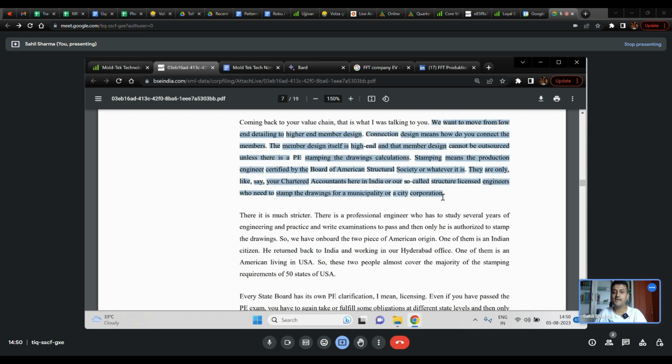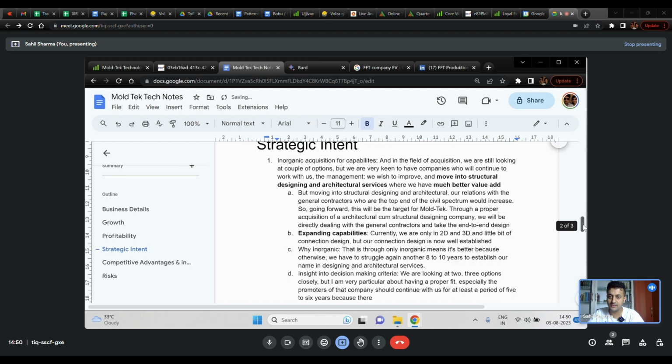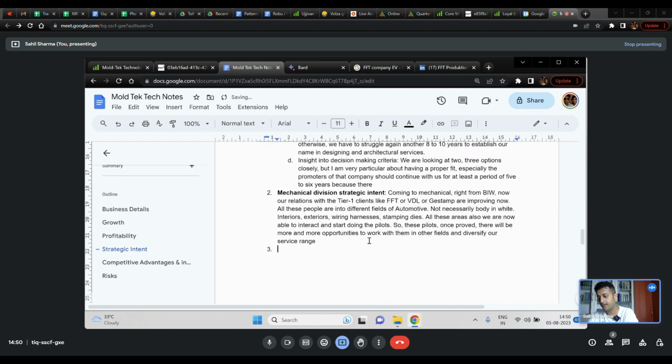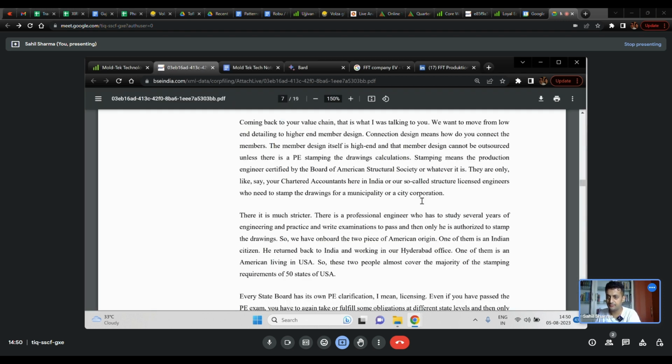I think, to be honest, this is the nature of reality. This is giving you details on profitability, on barriers to entry, on the evolution of the company, and on the strategic intent of the company. I am just putting it under strategic intent, but it doesn't really matter too much. But yeah, evolution in civil, member design, right? Right. PE has to stamp. That's some kind of barrier to entry, so to speak.